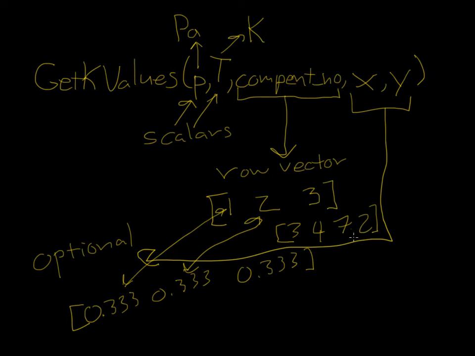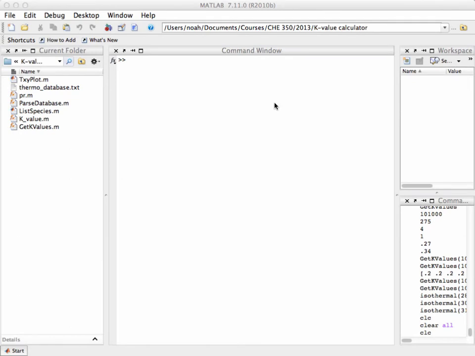There's also an interactive mode. If you call the get k values function without any arguments, it'll enter interactive mode and allow you to enter all of the data manually. All right, so let's go to MATLAB now and take a look at an example using this get k values function.